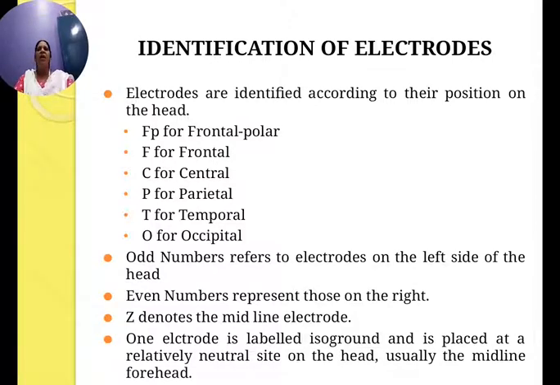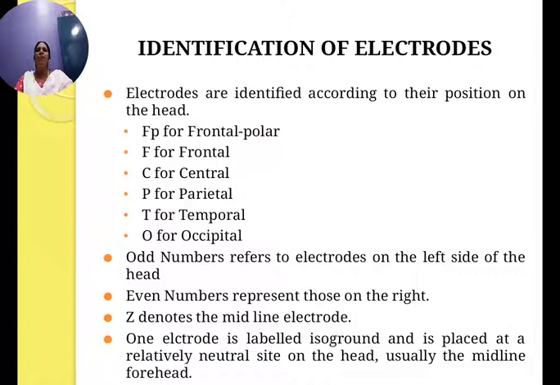Electrodes are identified according to their position on the head. FP for frontal polar, F for frontal, C for central, P for parietal, T for temporal, and O for occipital. Based upon their starting letter, you are representing the positions of the electrodes on the head.